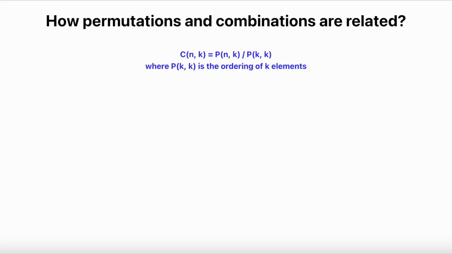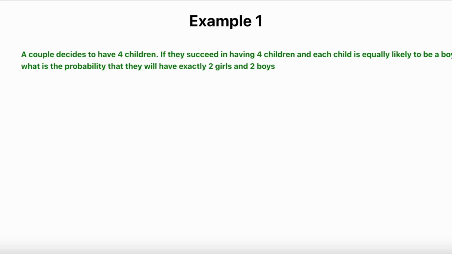Now we can see how permutations and combinations are related. Since in combinations the order of the elements does not matter, we can say C of n comma k is equal to P of n comma k by P of k comma k, where P of k comma k is the ordering of k elements. Let's see some more examples.